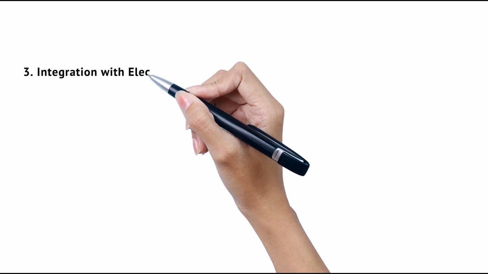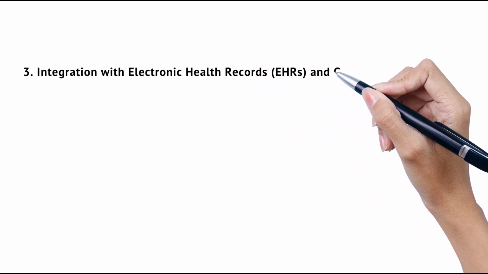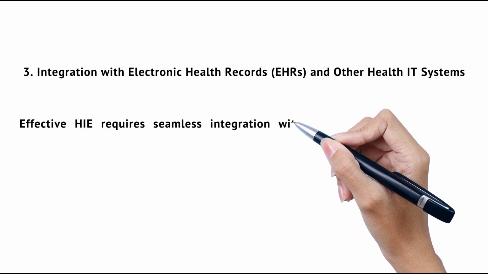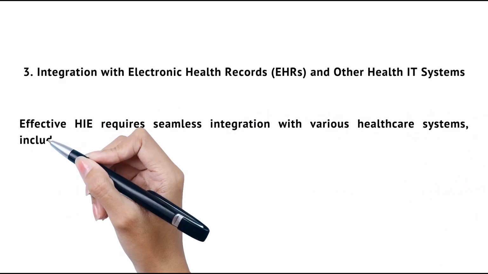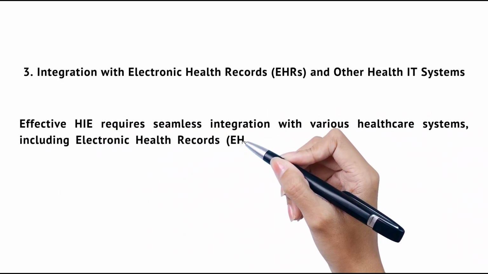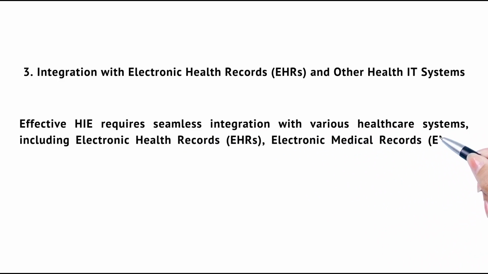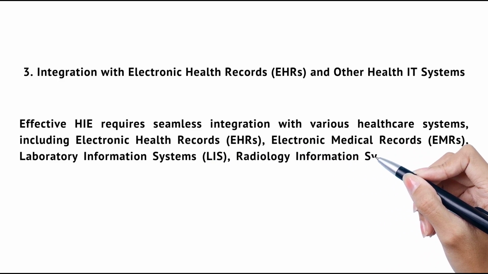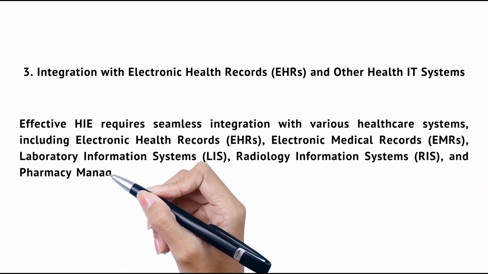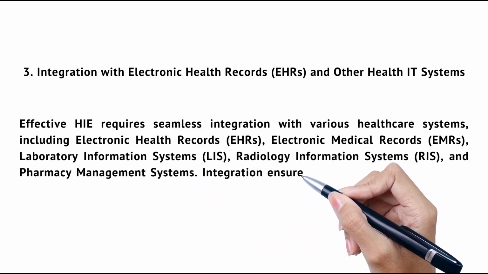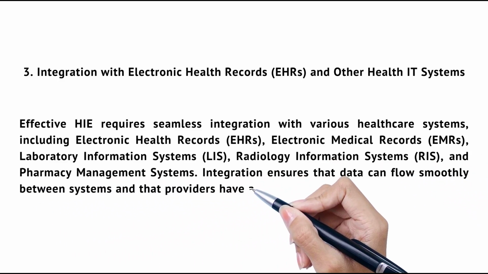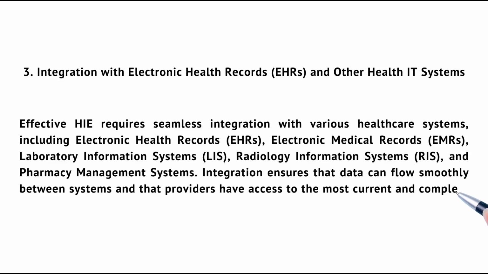Third, integration with electronic health records, EHRs, and other health IT systems. Effective HIE requires seamless integration with various healthcare systems, including electronic health records, EHRs, electronic medical records, EMRs, laboratory information systems, LIS, radiology information systems, RIS, and pharmacy management systems. Integration ensures that data can flow smoothly between systems and that providers have access to the most current and complete patient information.